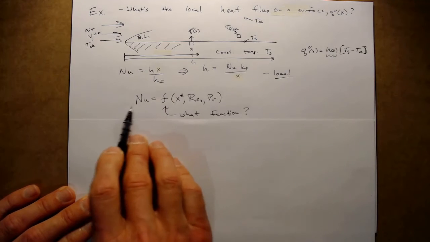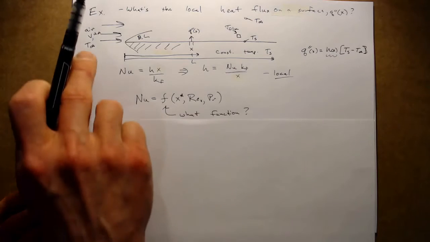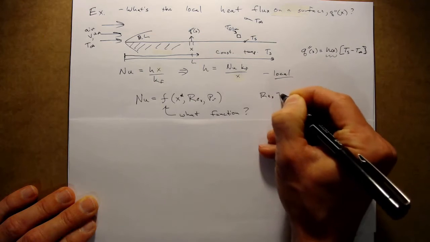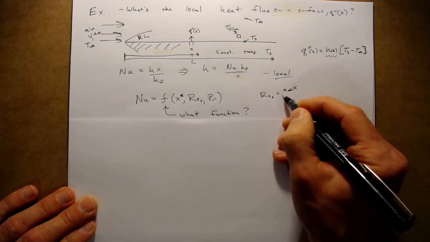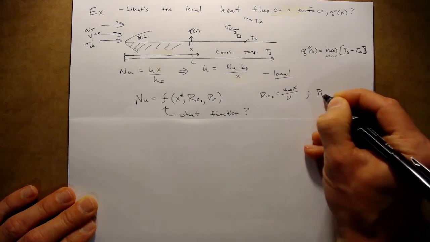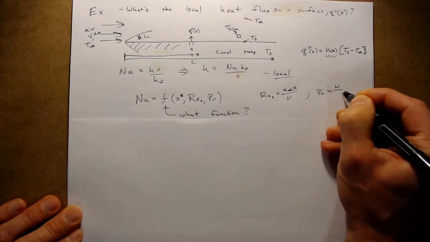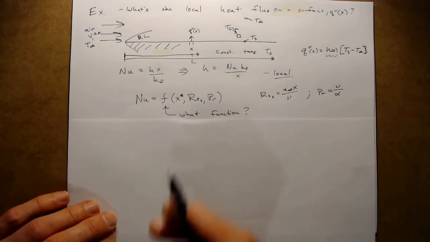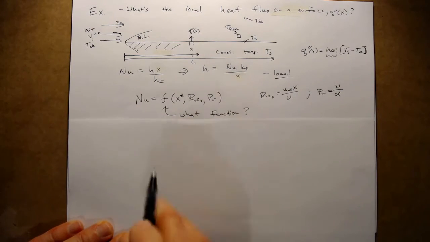So if we want to arrive at a value for the Nusselt number, well, we're given the velocity, the length scale, the temperature. We could look up the properties of air and we could find the Reynolds number, which would just be the velocity times the length scale of interest divided by the kinematic viscosity. And we could look up the Prandtl number, which is a property only of the fluid, and that's given by the kinematic viscosity divided by the thermal diffusivity. So if we knew what function this was, then we could calculate the Nusselt number and solve for H.